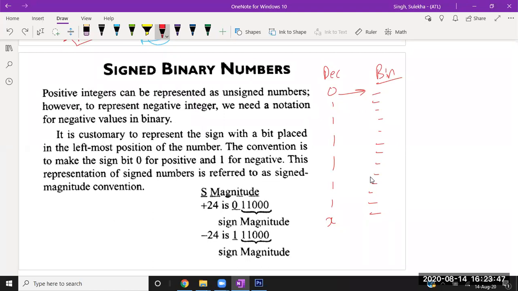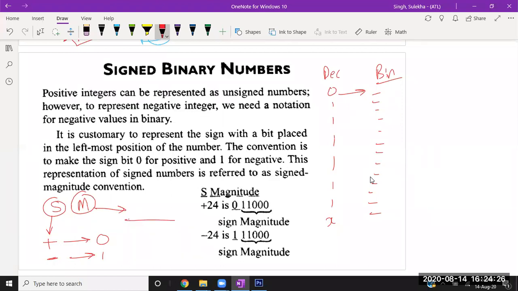the first method is the signed magnitude method. In this signed magnitude form, or signed magnitude representation, two things are there. First is sign and another is magnitude. The sign I represent with one bit. For positive sign, I take 0. For negative sign, I take 1. And the rest, the magnitude, we represent with its corresponding value.